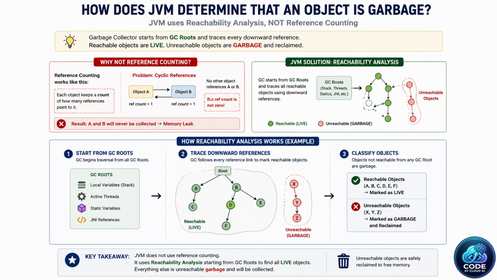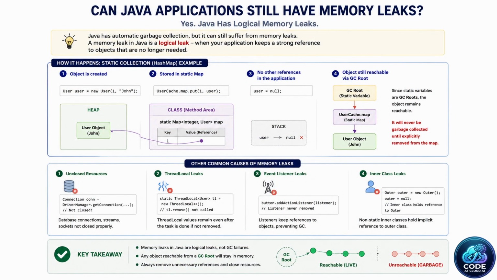Since Java automates garbage collection, can an application still suffer from memory leaks? Absolutely. In Java, a memory leak is a logical leak. It happens when an application accidentally maintains a strong reference path to an object it no longer needs.